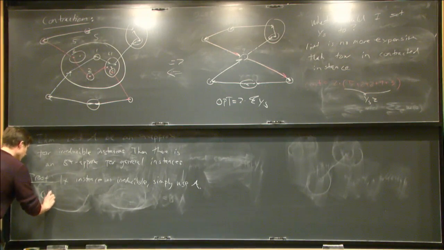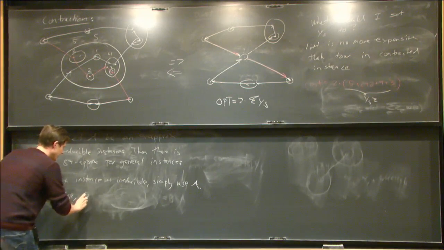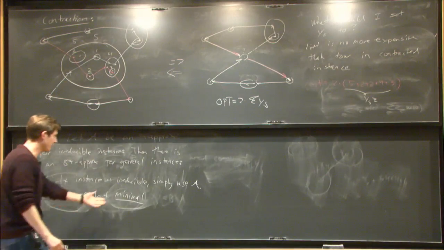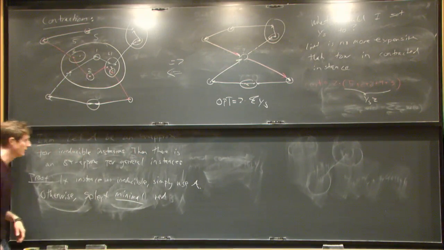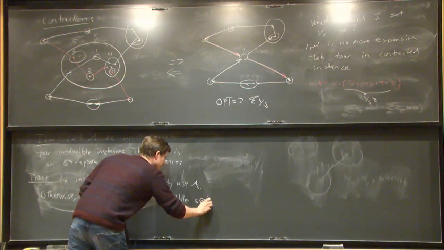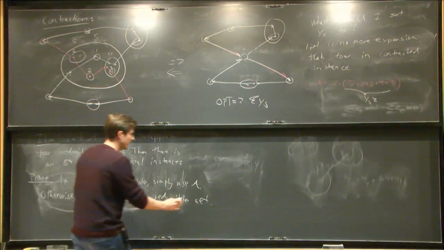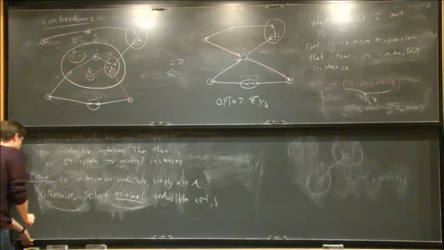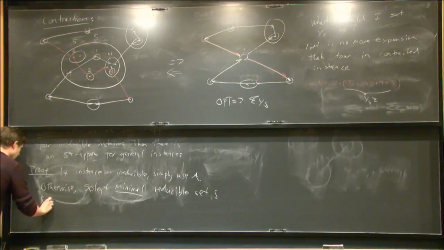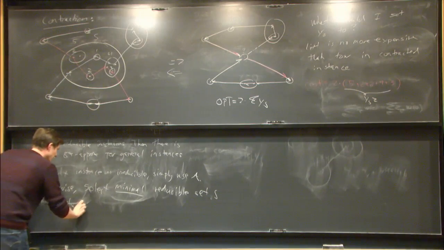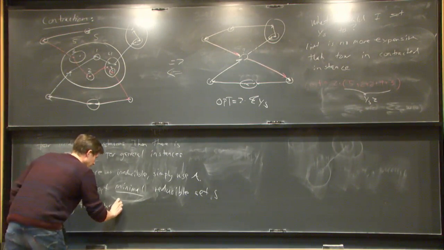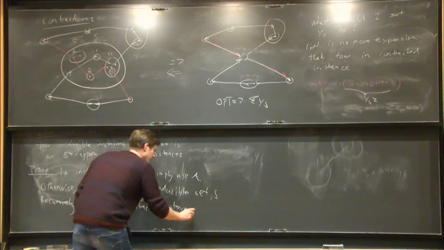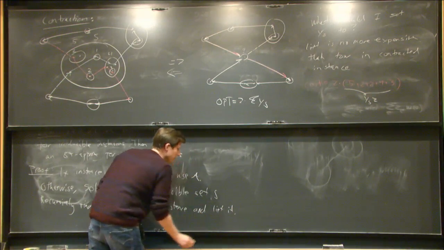Otherwise, select a minimal reducible set. That will be important: minimal inclusion-wise. Let's call it S. So we have selected our minimal reducible set. Then we recursively find a tour in the contracted instance and lift it, as I explained here.